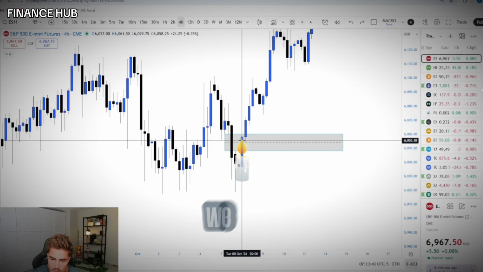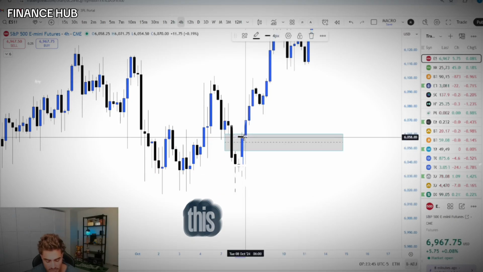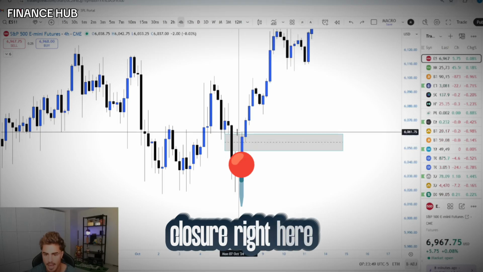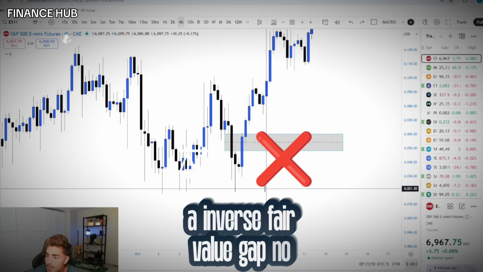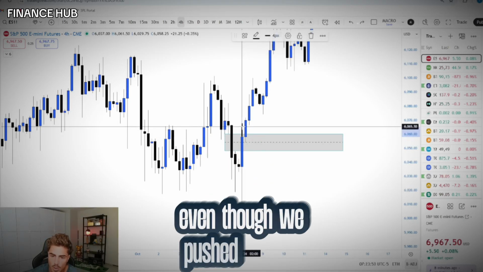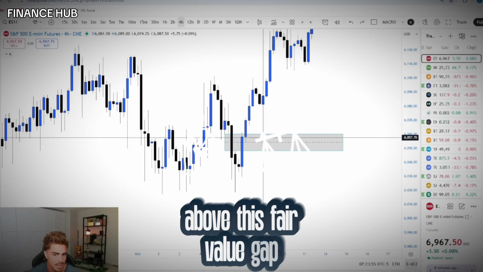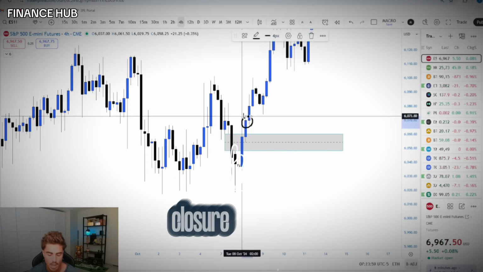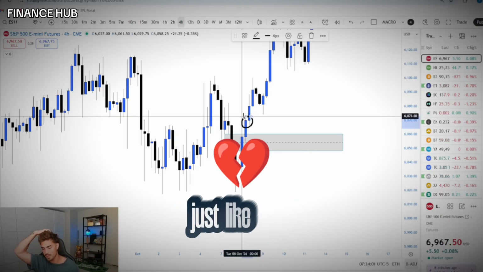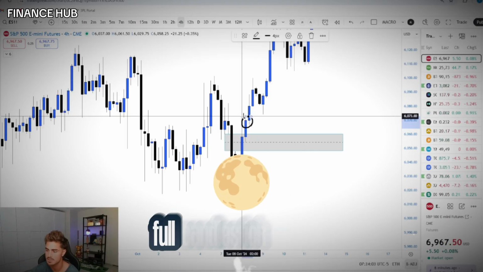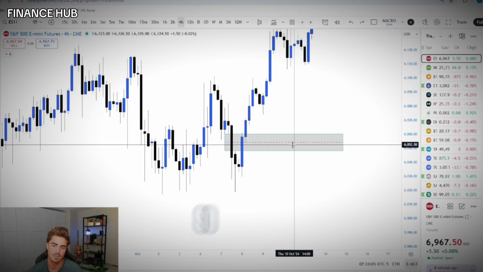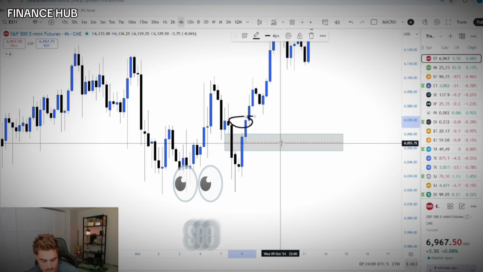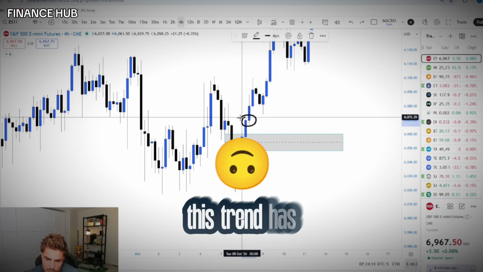Price comes up. We get a candle closure within this fair value gap. Is this, on this candlestick closure right here, an inverse fair value gap? No. Even though we pushed a wick above this fair value gap, it is not an inverse fair value gap until we get a full candlestick closure above the gap. Just like with breakup structure, we need to wait for a full candlestick closure above the gap. So when do we get that? On this candlestick. And then from there, we can see, awesome, this trend has reversed.